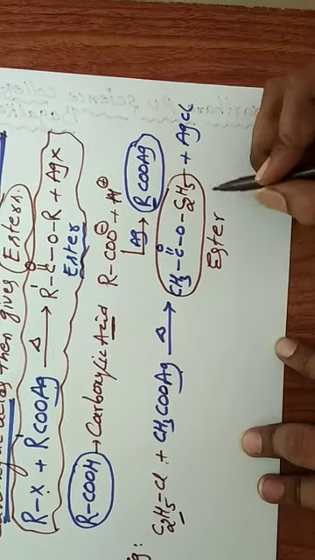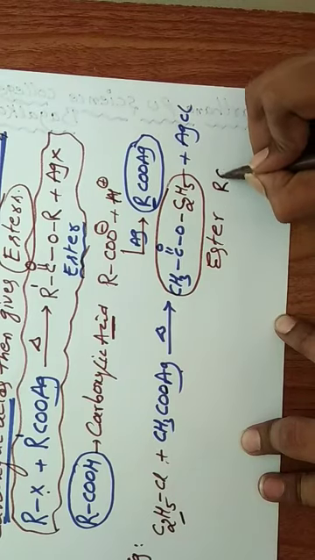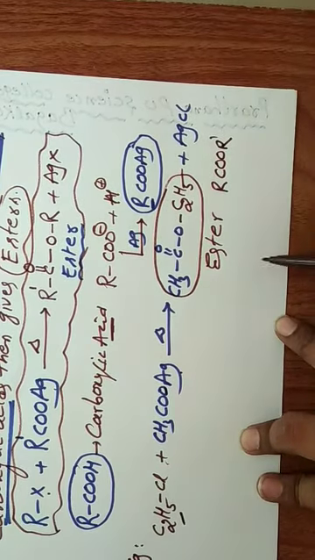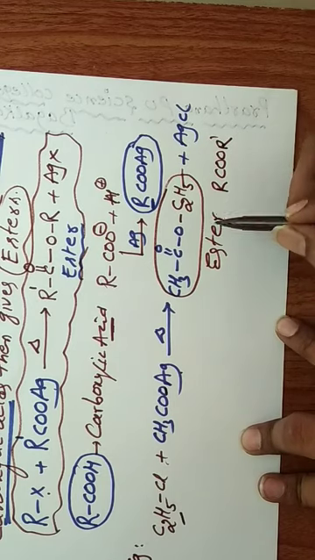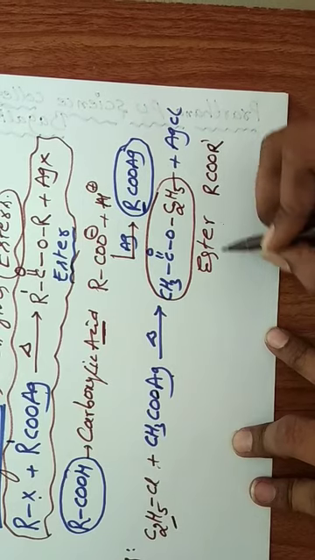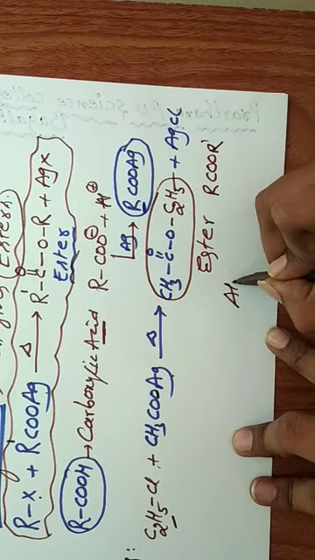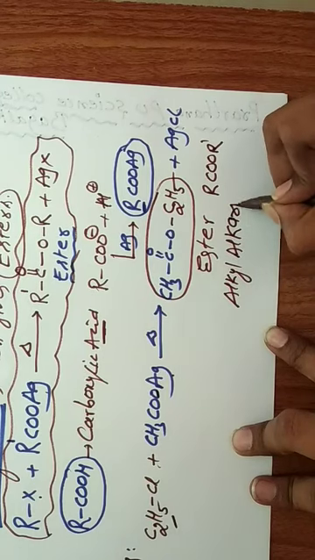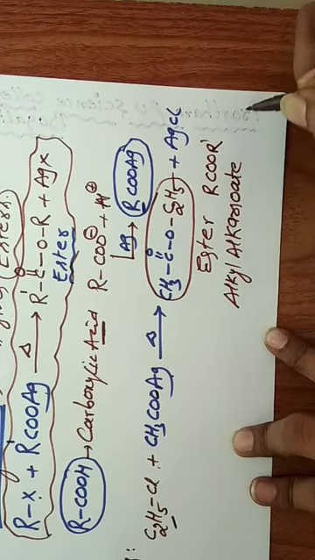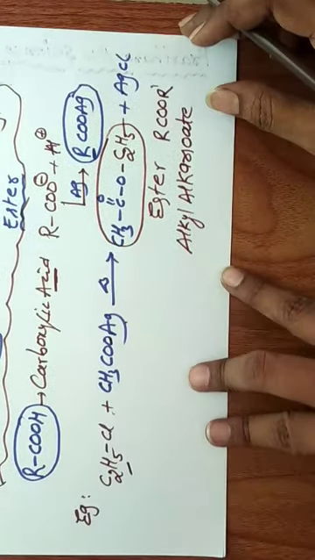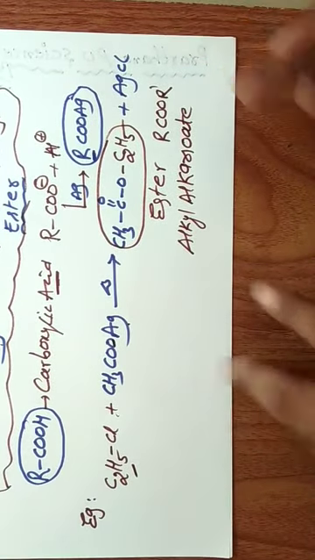What is the ester general formula? Already you know, RCOOR dash is the general formula. Here the IUPAC name is important for this ester. What is the general IUPAC name for this ester? Generally, alkyl alkanoate.